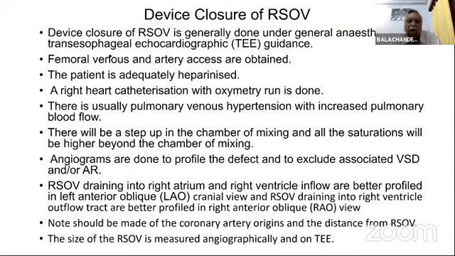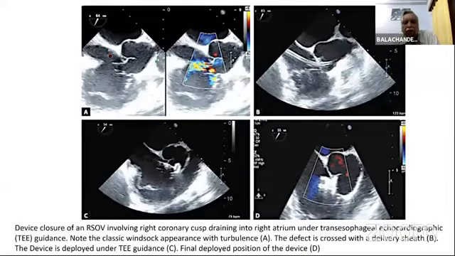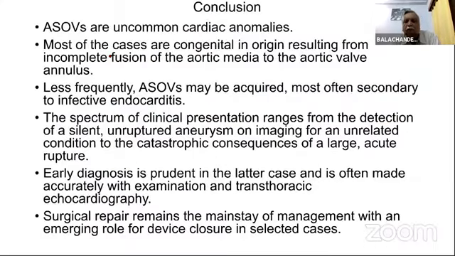I'll skip this slide of device closure, except that always try to see in LAO cranial and in the RAO. So double view you have to take. Next slide. For the closure, many centers have large experience of closure. Next slide. This is the closure shown by ECHO.